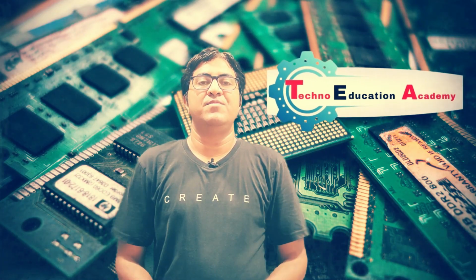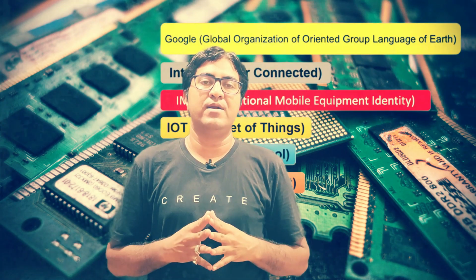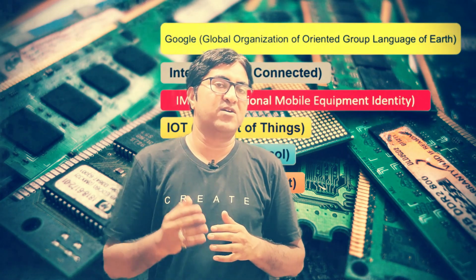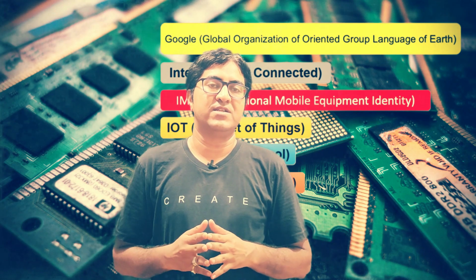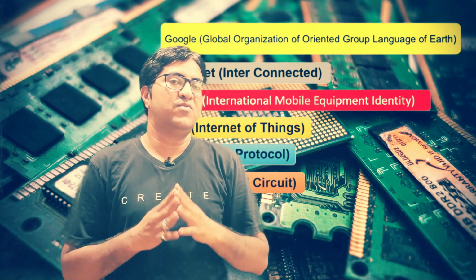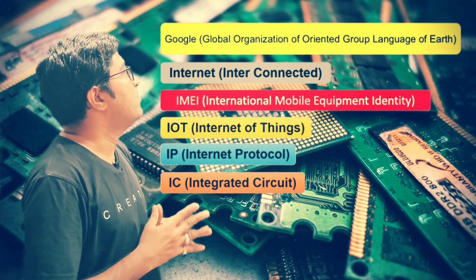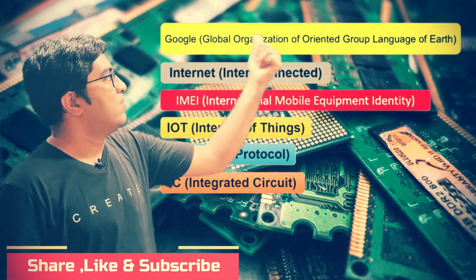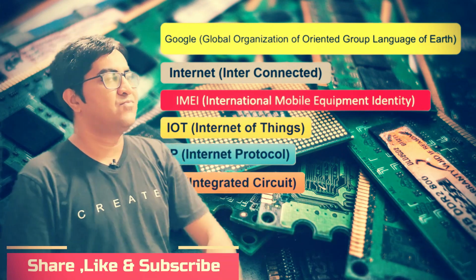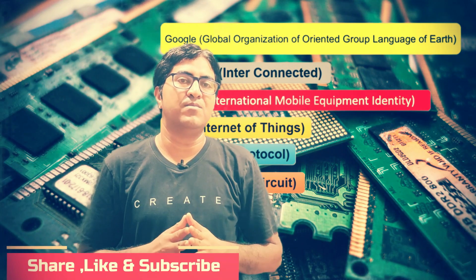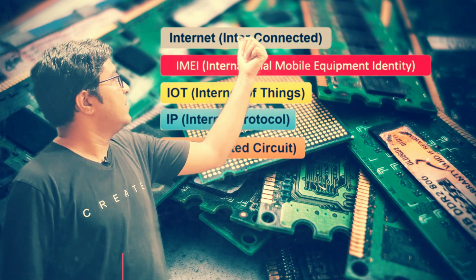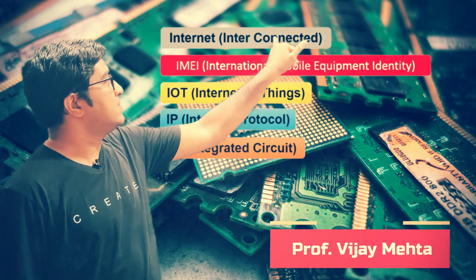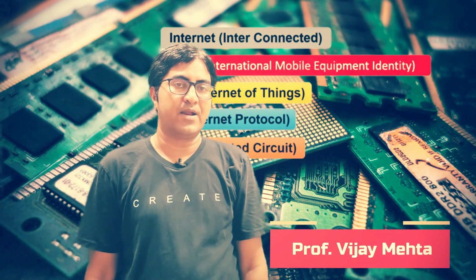In this video lecture we will discuss a few important terms related to computer engineering, and we will also discuss their full forms. What is the full form of Google? The full form of Google is a global organization of oriented group language for Earth. The next term is Internet. Its full form is Interconnected Network.